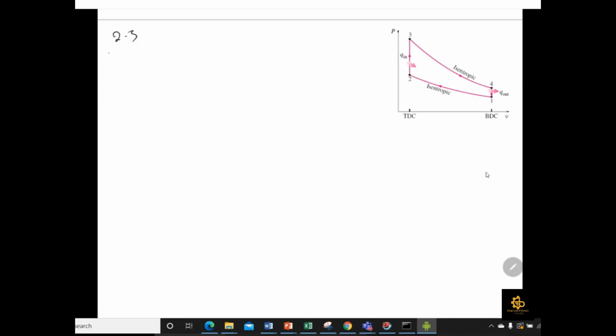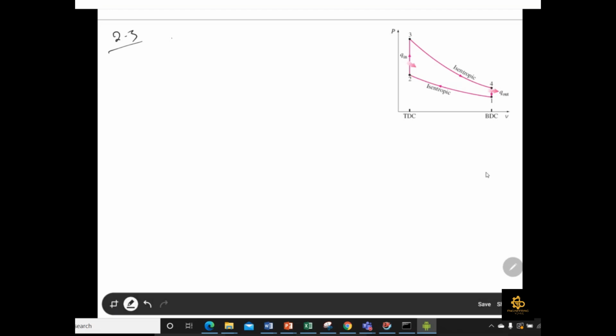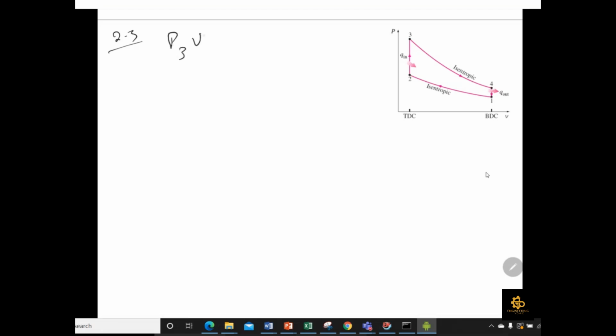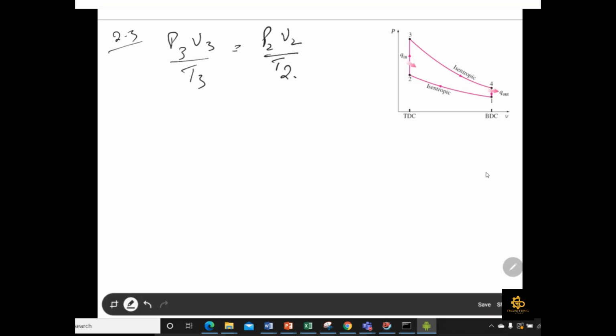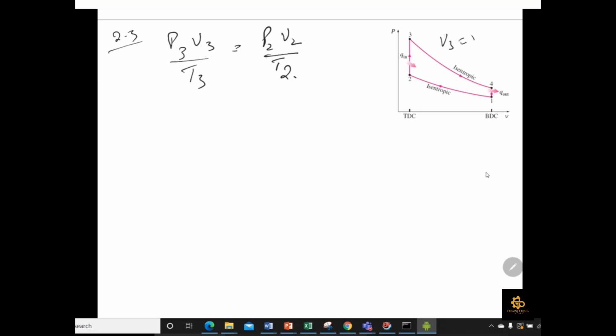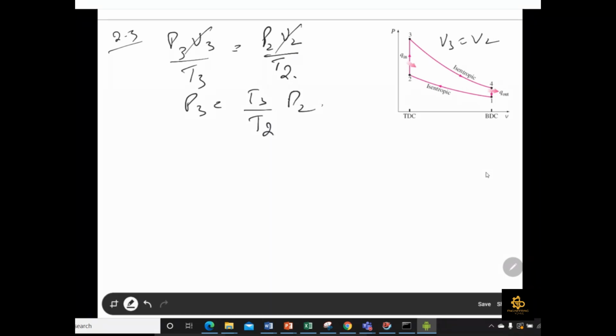So for process 2 to 3, we have to find the pressure at number 3. Again, the valid equation is P3 V3 over T3 is equal to P2 V2 over T2. As you know, V3 is equal to V2 from your PV diagram, so this cancels, and P3 is equal to T3 over T2 into P2. Now all these values are known to you, because T3 and T2 are given to us, and pressure at 2 we already found in part A, which is 2338 kilopascal.